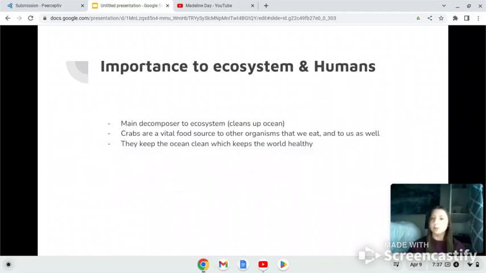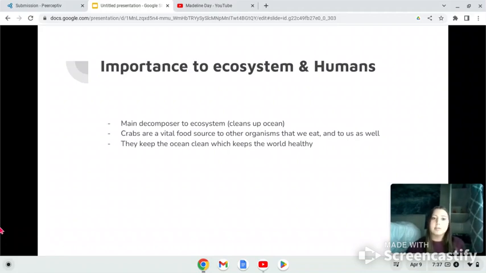And then the importance to ecosystem and humans. So they're a main decomposer to the ecosystem. So pretty much they just clean up the dead animals and debris and matter that gathers on the bottom.